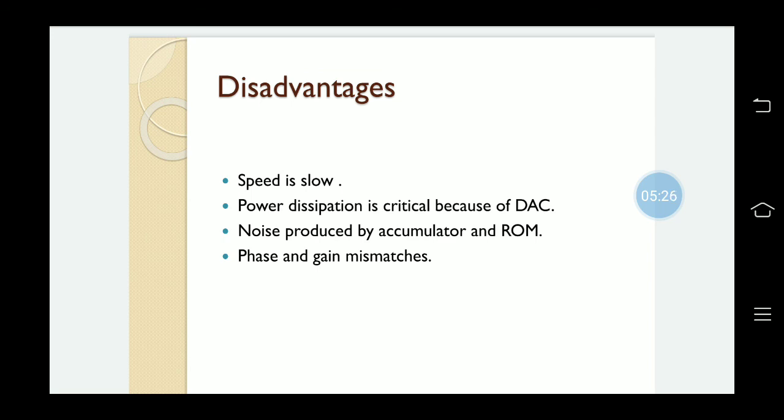So because of these advantages, DDS is preferred in a wide range of RF applications.